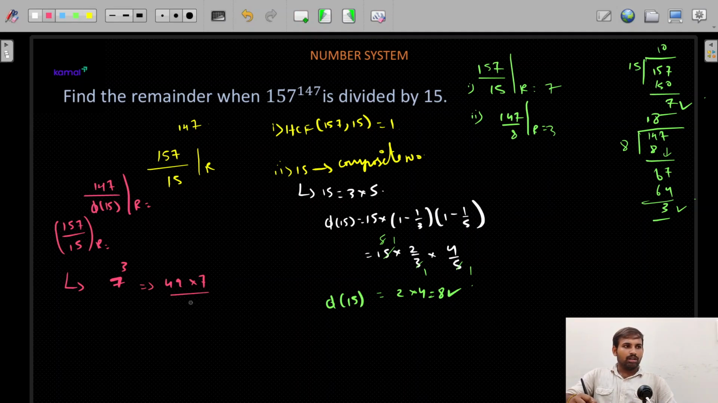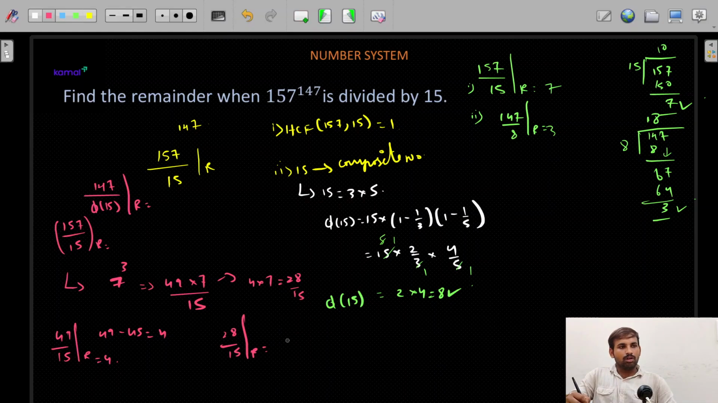So 49 divided by 15. The highest multiple of 15 which is less than 49 is 45. Sorry, no, 15 threes are 45. So 49 minus 45, the difference is 4, which means my remainder is 4. The number eventually will become 4 sevens, which is equal to 28 by 15. So 28 by 15, what is my remainder? It's going to be 13, or minus 2.